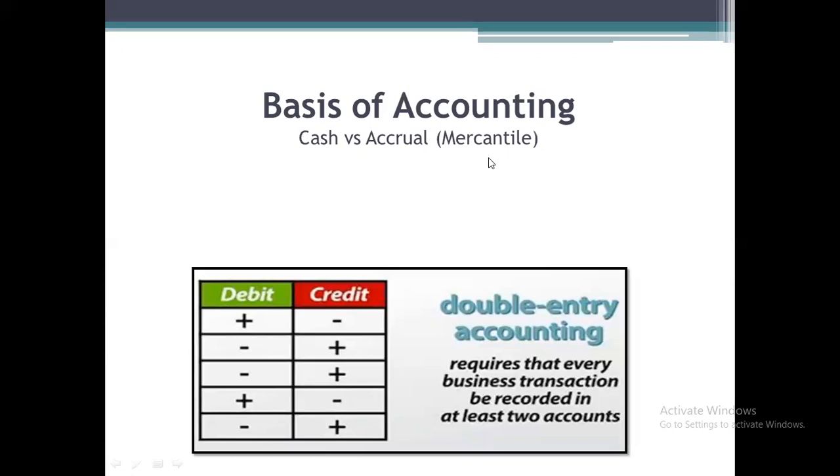For example, if I'm going to a Kirana shop and buying some groceries, I'll give them money, and that particular transaction they consider as an accounting entry and book in their records. So cash basis of accounting is very simple. Whenever cash is involved, they'll record. Whenever cash is coming in or going out, it would be recorded in the books of accounts.